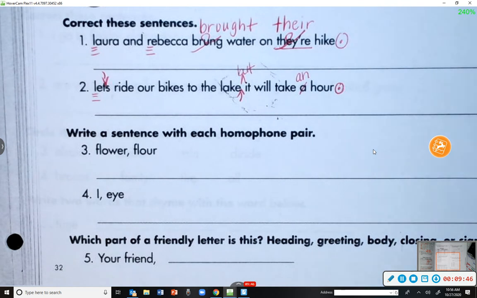Okay, we use the word an. Have y'all learned that? You use the word an if the word starts with a vowel or it has a vowel sound. Hour starts with a vowel sound, so we put an hour.